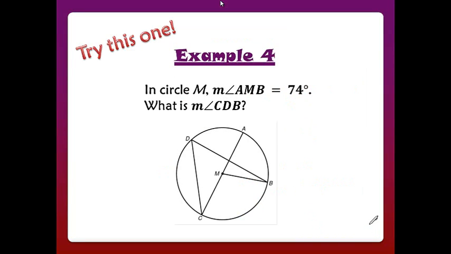Okay, that's it for our lesson. I'd like you to try this last example on your own. Look back at the examples that we've completed, use all the theorems that you've learned, and complete this problem, bring it to class with you tomorrow. If you'd like some more examples, please go into the textbook in section 11.4.